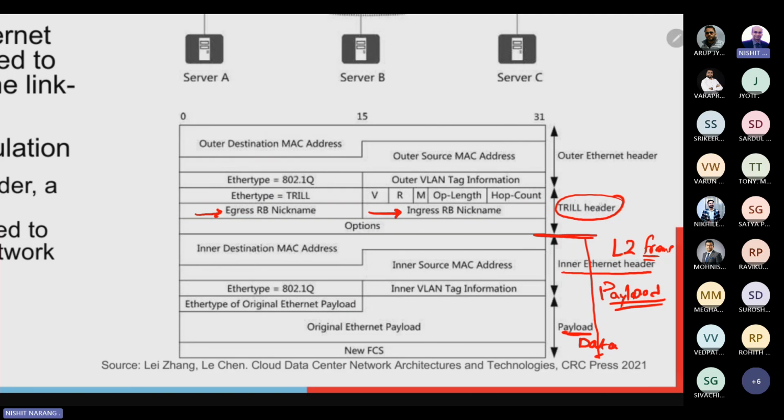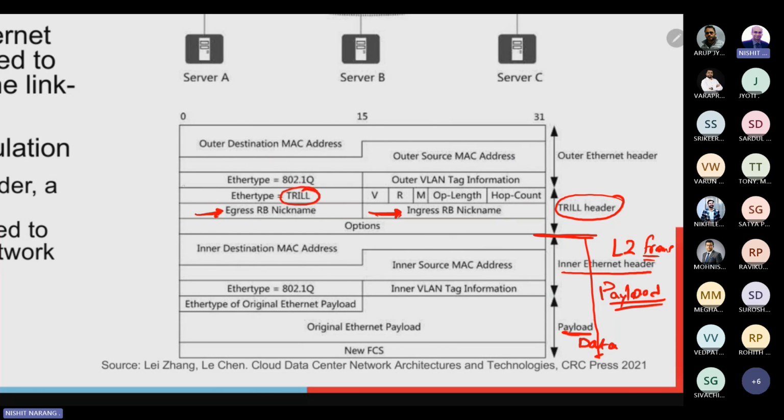So I do that by, instead of putting an IP header, putting a Trill header. I have an egress RB nickname, which is like your IP address, an ingress RB nickname, and some other tags. Ether type equal to Trill.